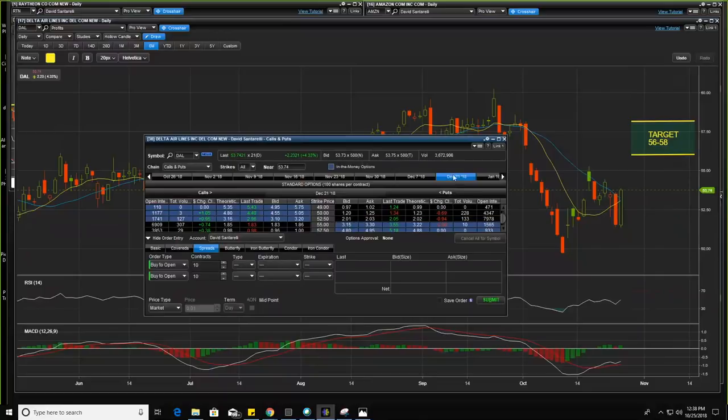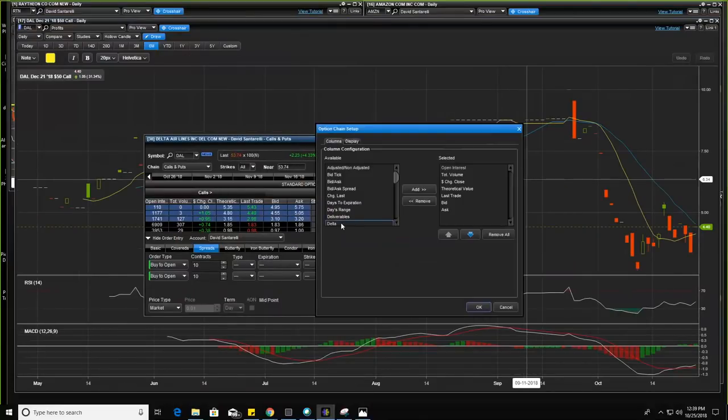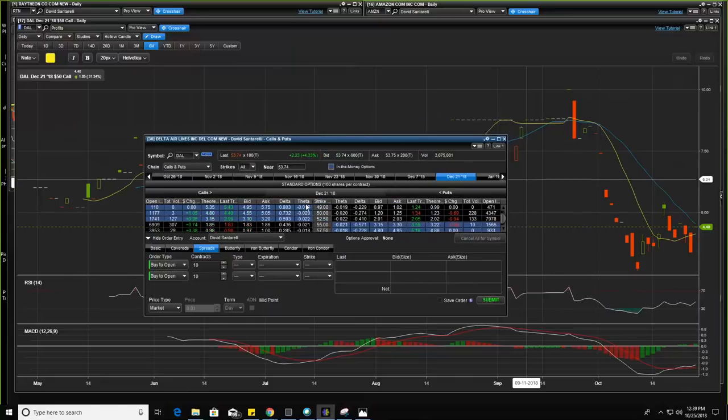Okay. Let's use the December 21st expiration as an example. So if our target's 56 to 58, let's add on our Greeks here. So let's put on Delta and let's put on Theta. Okay, and it's important that you guys understand what Delta is, what Theta is. Theta is time decay. Delta is for every dollar the stock goes up, that's how much this option's going to increase in value. So if we bought the 52.50 and the stock went up by $1 right now, this option that's worth $3.13 would increase by about 60 cents. So it would be worth $3.75 if the stock just increased by another dollar. And it's as simple as that.